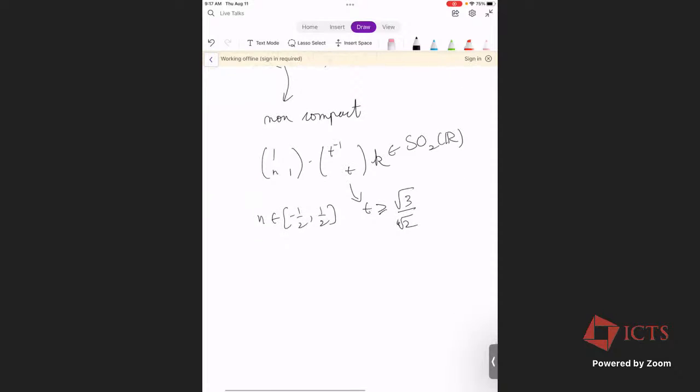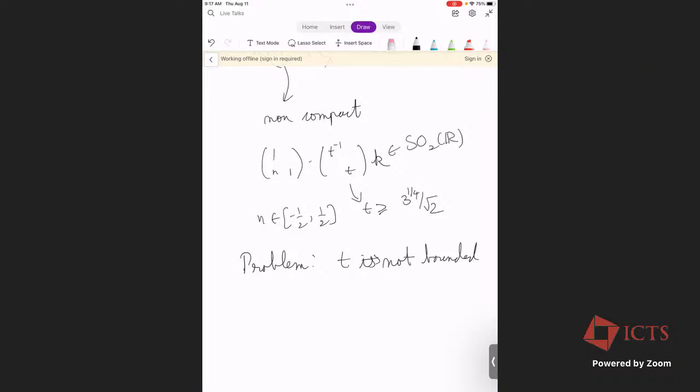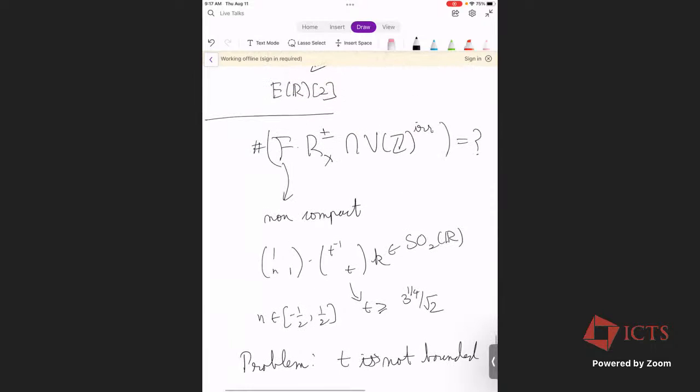But the problem is that T can go to infinity. I believe the constant is the 4th root of 3 divided by the square root of 2. Thank you. The problem is that T is not bounded. So because T is not bounded, this is going to be some absolutely horrid non-compact set.